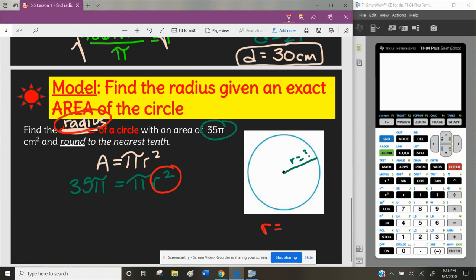All right, so if you notice here, I have pi on both sides. So if I divide both sides by pi, pi over itself is 1. So we are going to be left with 35 equals r squared.